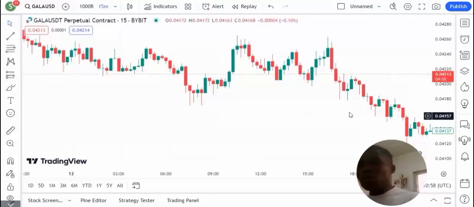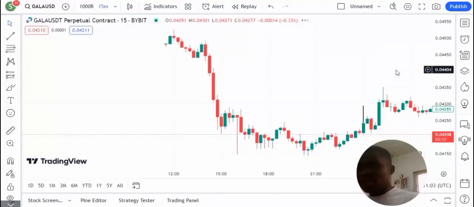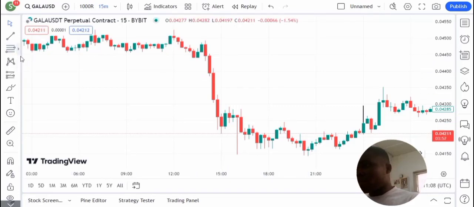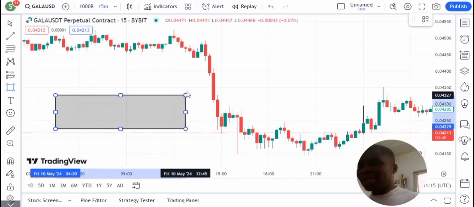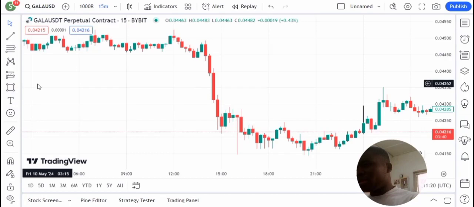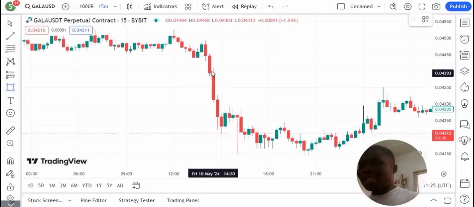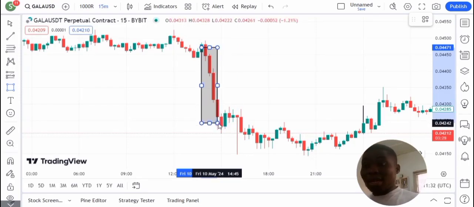Now let's look for another imbalance. Yes, look at this imbalance here. Sorry, there's a little mistake. Let me redraw. Now look at this imbalance here. You understand? This is what they call an imbalance.